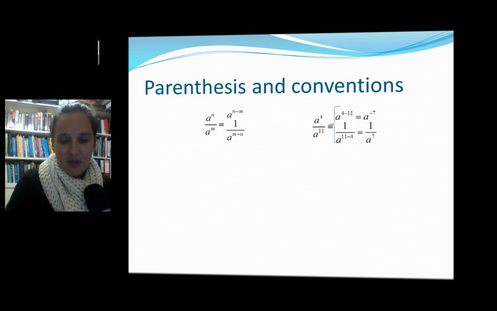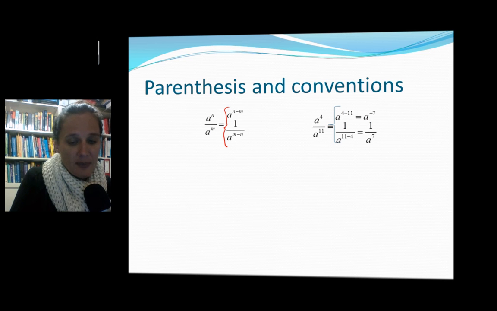The next example here, we've got 2 different options. We've got a to the power of n over a to the power of m. We can either have, if n is larger than m, a to the power of n minus m, or if m is larger than n, we put our n down here and we have a to the power of m minus n. So if we do our example here, we'll do 2 examples, a squared divided by a to the power of 4.